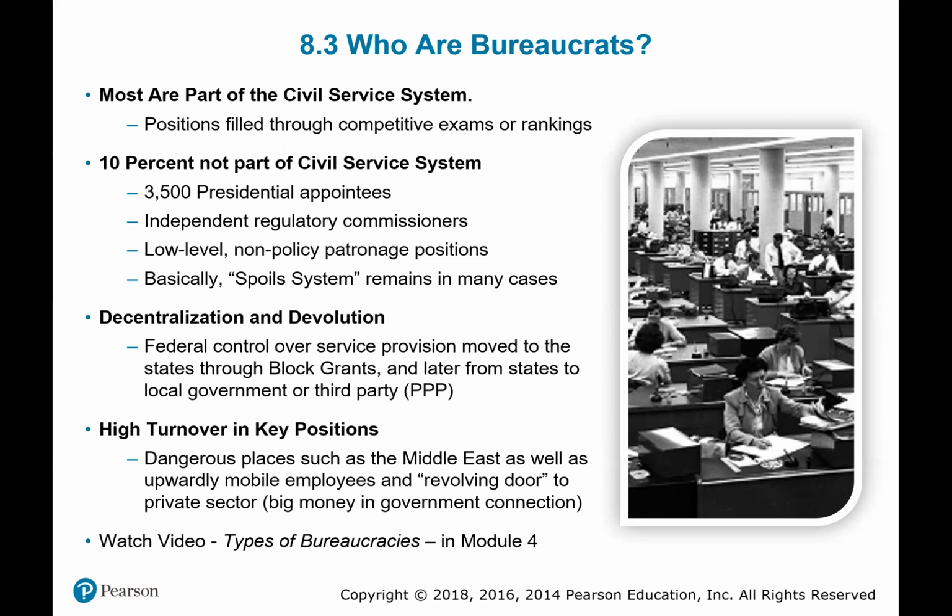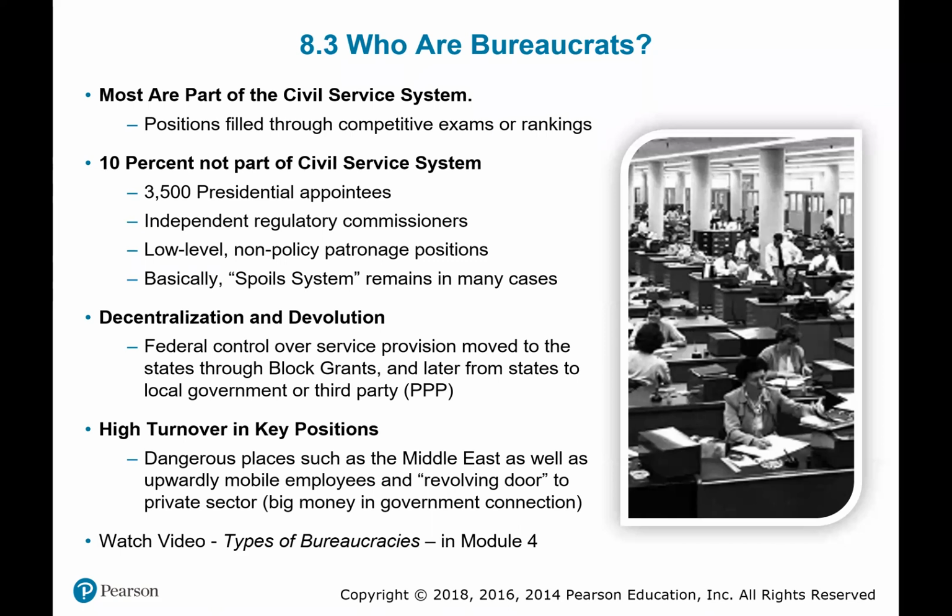Decentralization and devolution. When the text talks about decentralization in this chapter, usually they're referring to not having everything located in Washington, D.C., so the actual literal meaning of decentralization. However, we also talk about decentralization and devolution, which are important, especially when talking about the executive branch and the federal government, because we've seen, and we talk about this in the other classes, that federal control over service provision has moved to the states through block grants over the past 50, 60 years, and then later from states to local government or even third-party nonprofits, the private sector, et cetera. So that's what decentralization or devolution is, and that's been happening at quite a rapid pace since the Nixon administration.